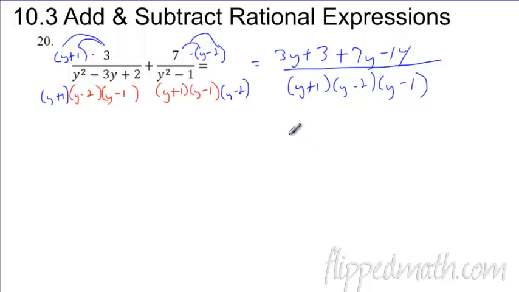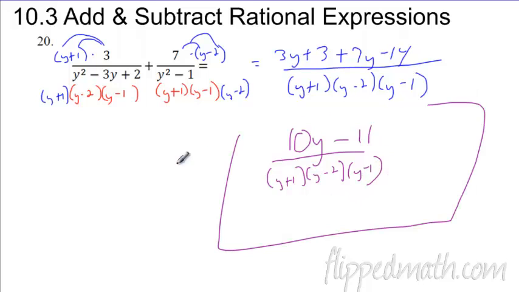So 3y and 7y is 10y. Boom, minus 11. And then I'm going to rewrite that whole thing as fast as I can. There it is. That looks pretty awesome. Nice work, Mr. Brust. Moving on, man, we're pounding these sections here.